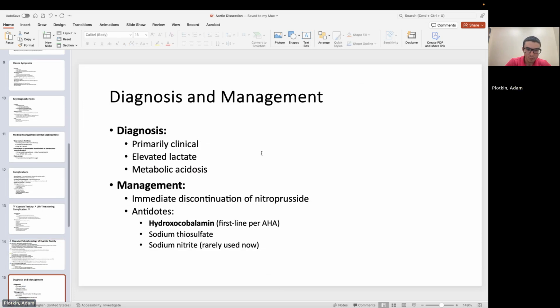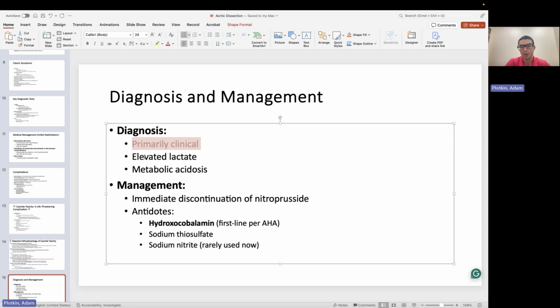All right. So diagnosis and management for cyanide toxicity, primary clinical, right? If our story fits. Other things that can lead to it are like smoke inhalation. So look for a patient who was recently in a fire. That's a classic example. If they have elevated lactate, metabolic acidosis. Our management, immediate discontinuation of the thing that set it off. In this case, nitroprusside. Antidotes, hydroxycobalamin is first line per the American Heart Association.